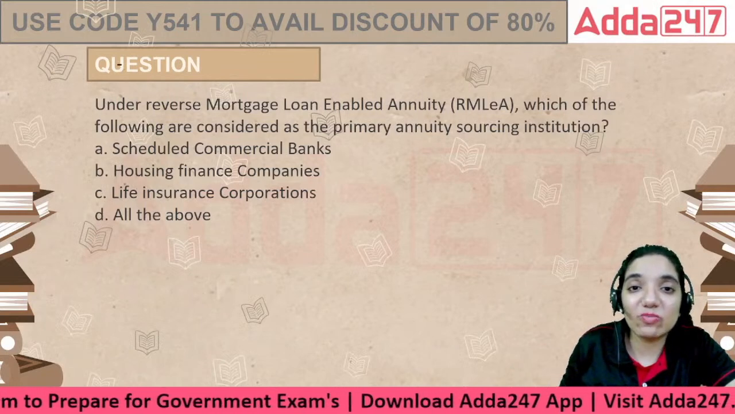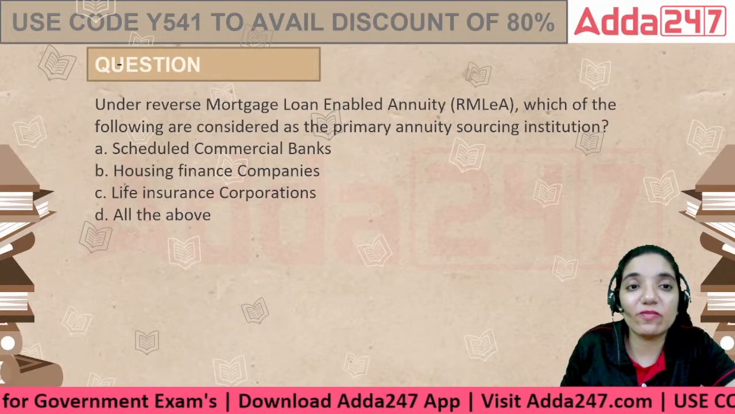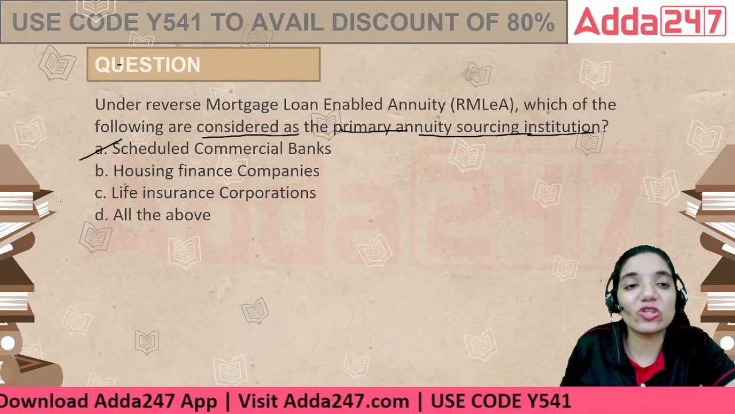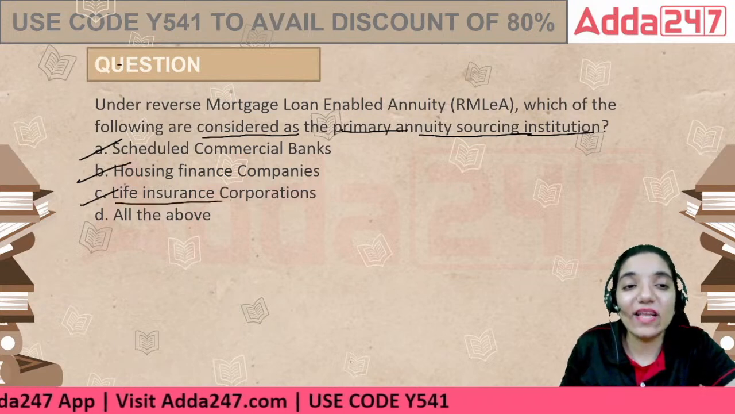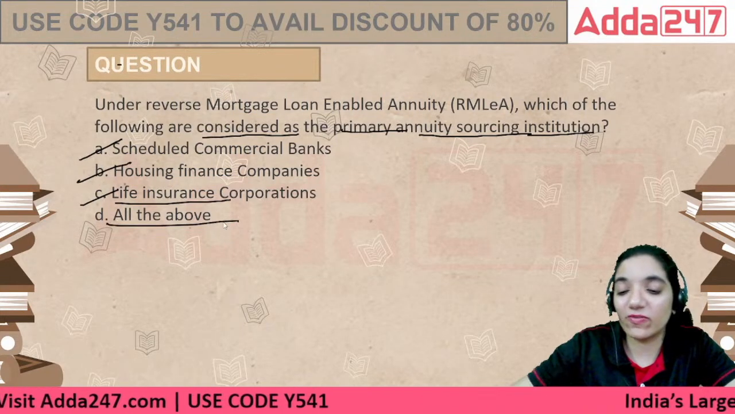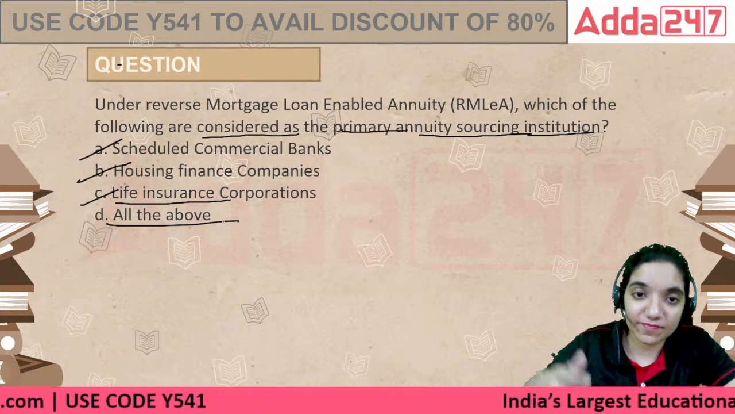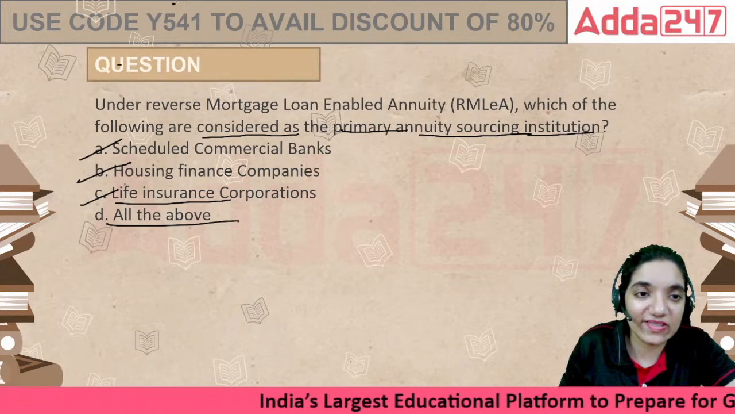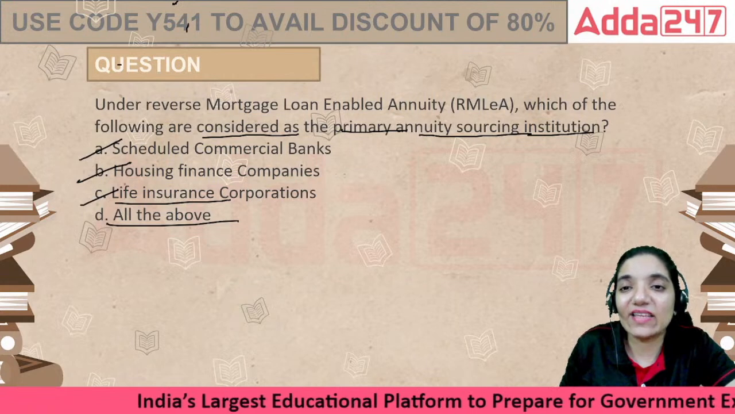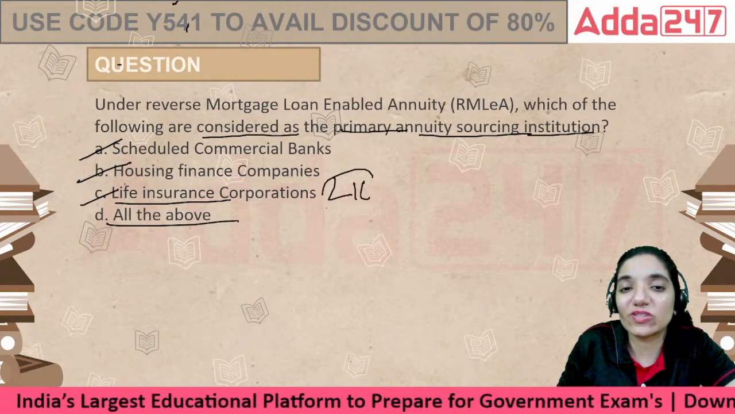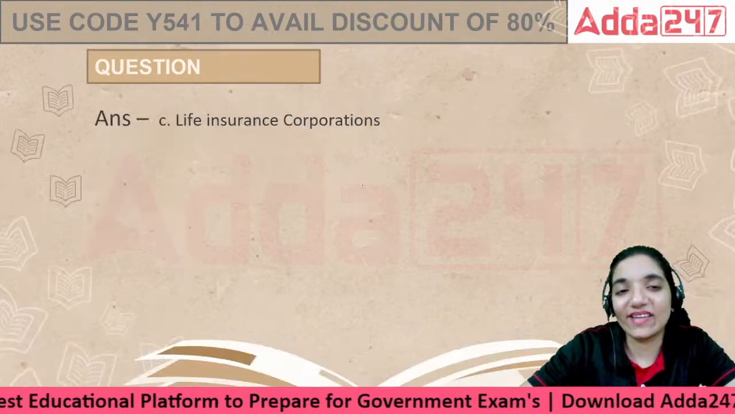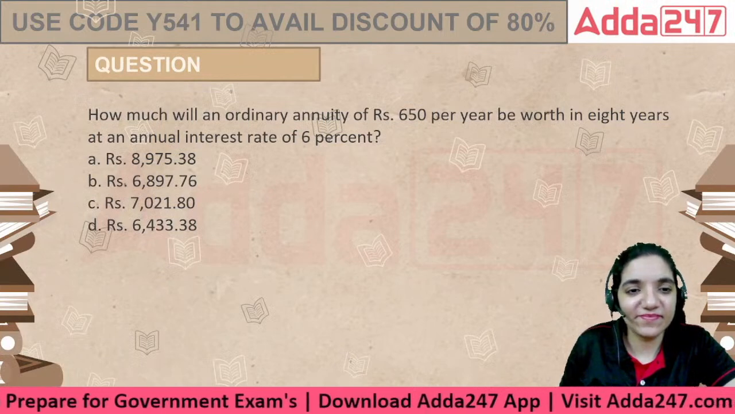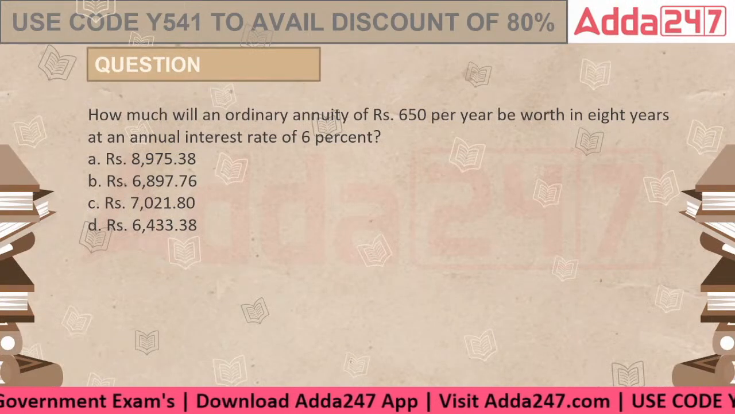Now, under the reverse mortgage enabled annuity, which of the following are considered as primary annuity sourcing institution? The scheduled commercial banks, the housing finance banks, or the life insurance corporation, or all of the above? As such, the primary annuity source is life insurance corporation, that is LIC. LIC is the primary annuity source institution, right? So it's C. Okay, here comes the next question, everyone.